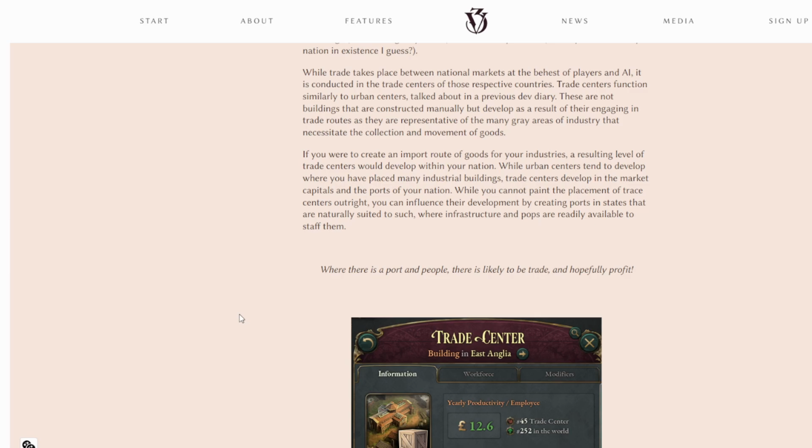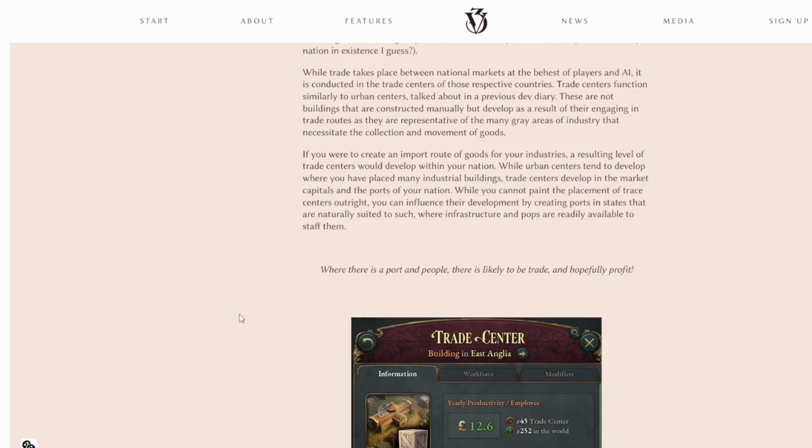Trade centers function similarly to urban centers, talked about in a previous Dev Diary. These are not buildings that are constructed manually, but develop as a result of their engaging in trade routes, as they are representative of the many gray areas of industry that necessitate the collection and movement of goods. If you were to create an import route of goods for your industries, the resulting level of trade centers would develop within your nation.